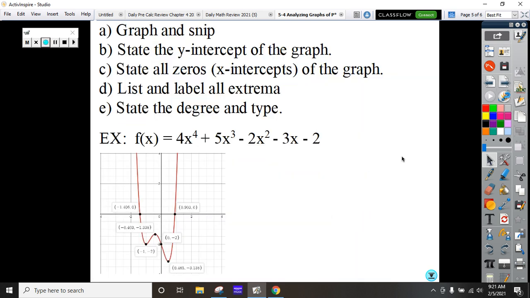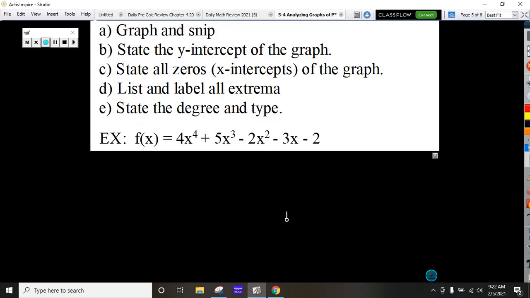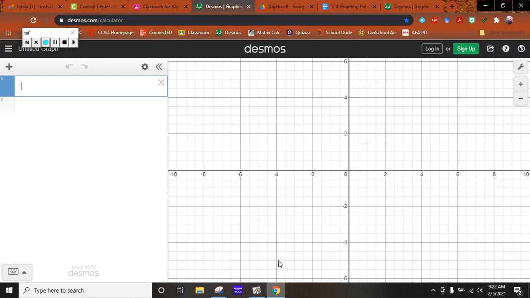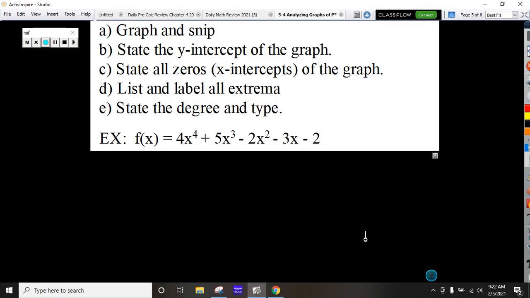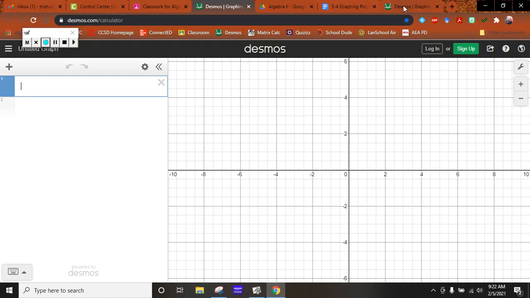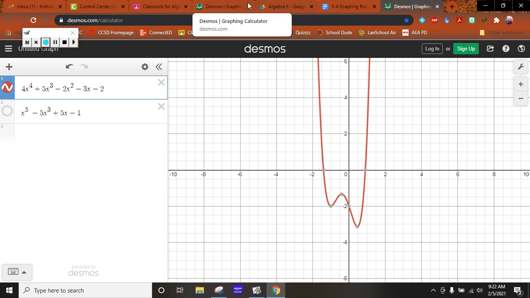So now we're going to look at what our problems are going to look like for you. Like I said, we have all these parts: a graph and snip, state the y-intercept, zeros are the x-intercepts of the graph, list and label extrema, which is the new stuff we just talked about, and then the degree and type just like we did before. So this is where you're going to take this equation and go to Desmos and type it in, okay? So I didn't have to keep flipping back and forth, I do have them already pre-typed in, so I'm going to show that here in a second.